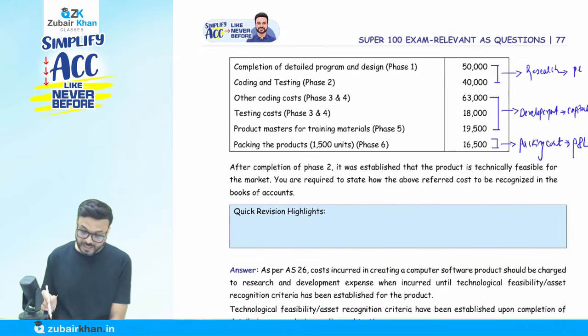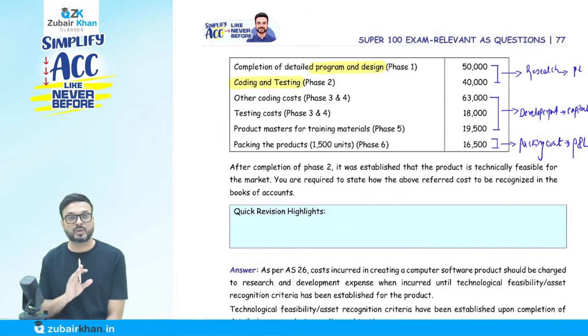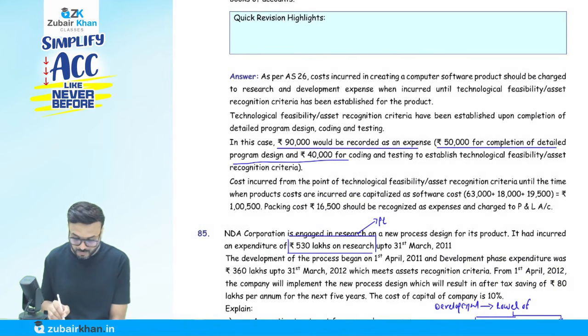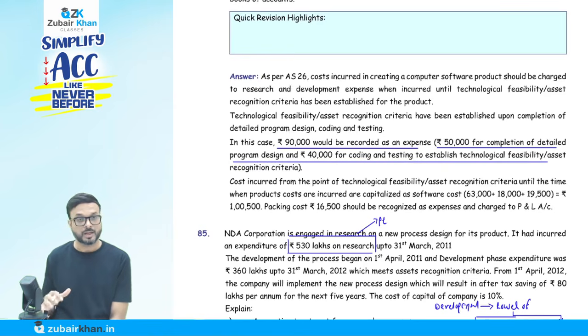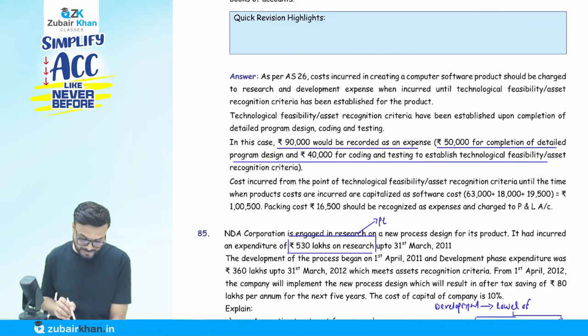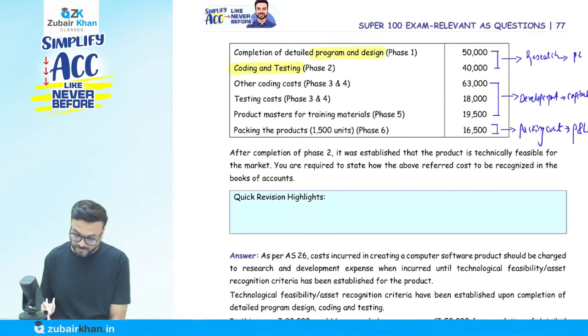They say the expenses of the program design, coding and testing are only the research stage. This is what they say by ICAI. Now in this case 90,000 would be recorded as an expense, rupees 50,000 for completion of detailed program design and 40,000 for coding and testing, until technical feasibility is established. Once it is feasible, any expenses incurred are part of the cost of the intangible asset. Cost incurred from the point when the asset recognition criteria are met until products are ready are capitalized software. So 63,000, 18,000 and 19,000 will be capitalized.